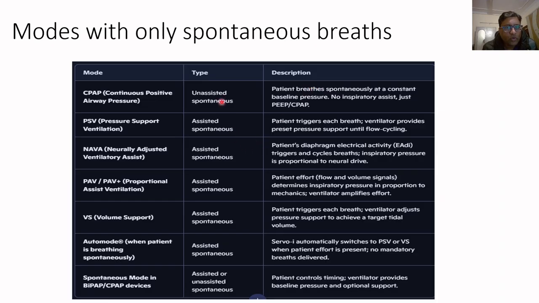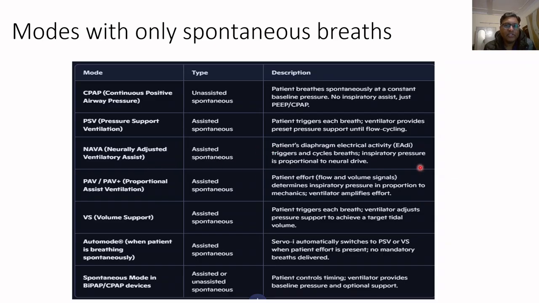These are some modes where only spontaneous breaths are possible, like CPAP. CPAP is a typical unassisted spontaneous breath. Here, the patient breathes spontaneously at a constant baseline pressure. There is no inspiratory assist, just a pressure support or PEEP or CPAP. PSV is assisted spontaneous because a patient can breathe as much as he wants, but there's pressure support.